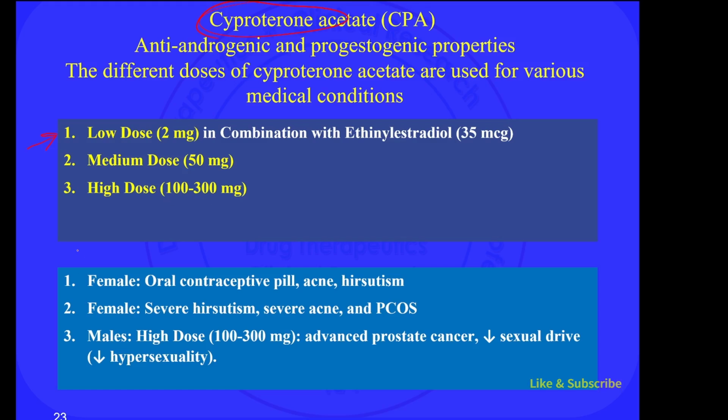The first case, low dose, we use in females as an oral contraceptive and as a treatment for acne and hirsutism. The second, medium dose of 50 milligrams, we use in females who suffer from severe hirsutism, severe acne, and polycystic ovary syndrome. The third, high dose of 100 to 300 milligrams, is used for prostate cancer as an anti-androgen, and to decrease sexual drive and hypersexuality. So when we change the dose, we change the indication: low dose contraceptive, medium dose hirsutism, acne, PCOS, then higher dose for prostate cancer and decreased hypersexuality.